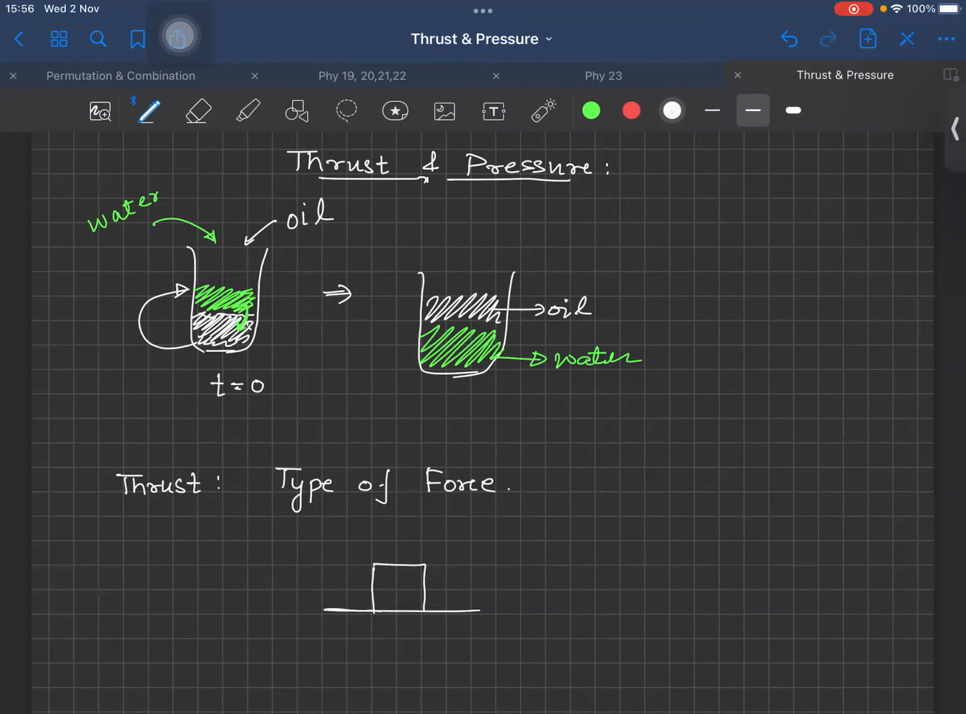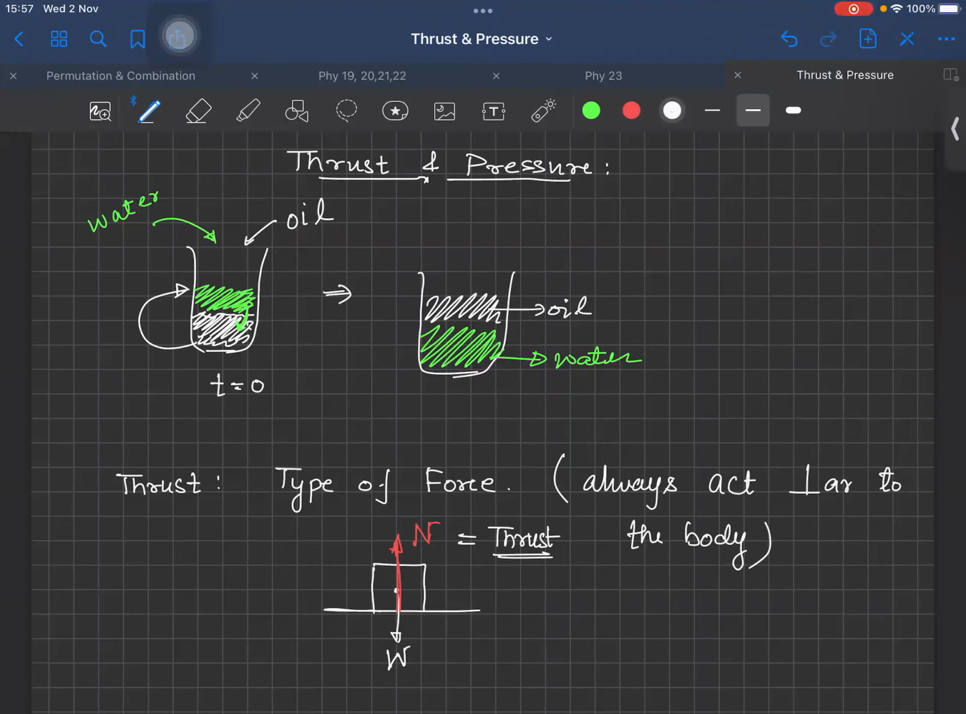Suppose a block is kept on the desk. Again, I'm taking that same classic example. There will be weight acting on this block because of its mass, and there will be an upward force, right? So the upward normal reaction force will be acting on it. Here, this normal force is called thrust. It doesn't have to always be in the upward direction. It can be in any direction, but it will always act perpendicular to the body, at a right angle to the body.